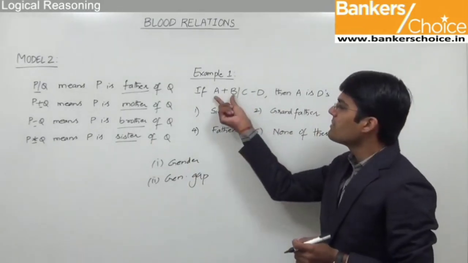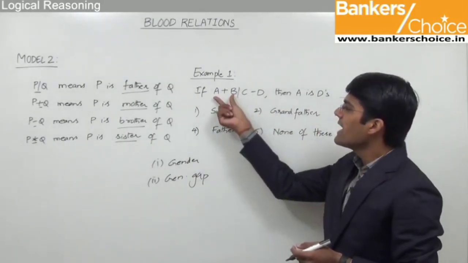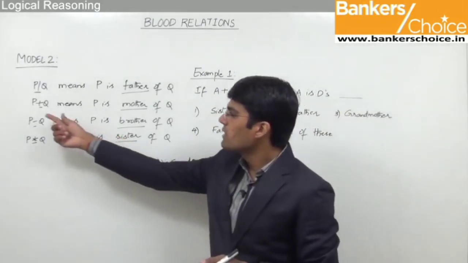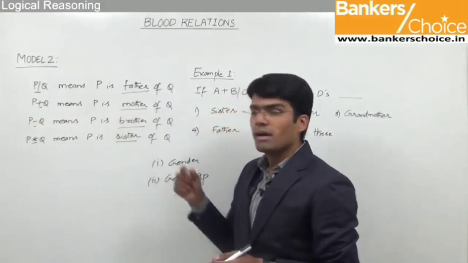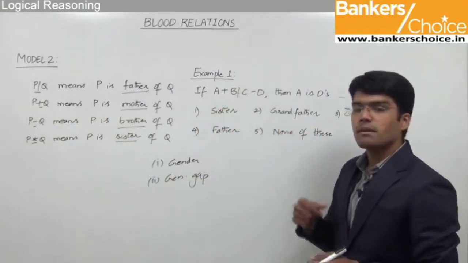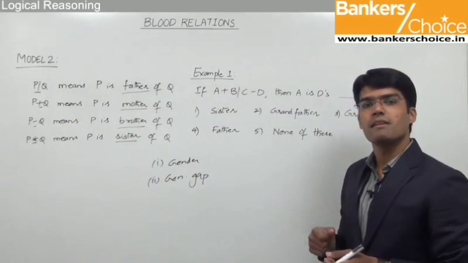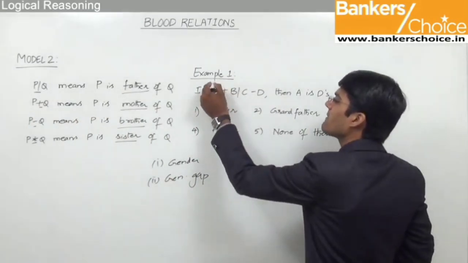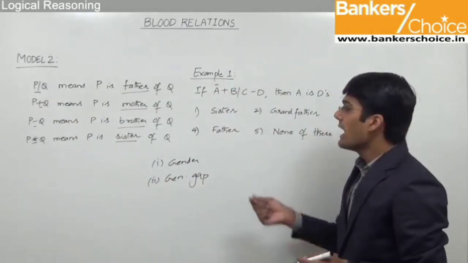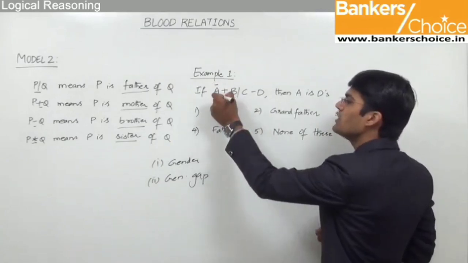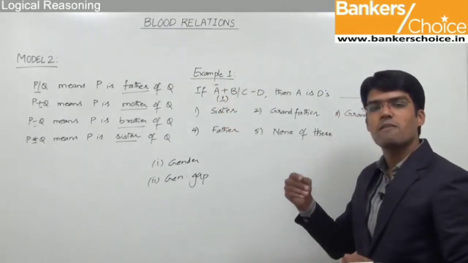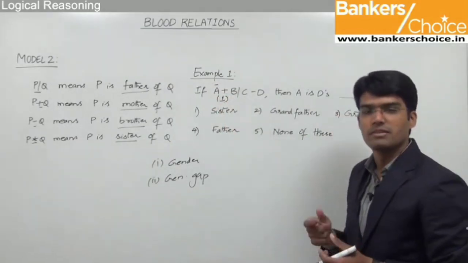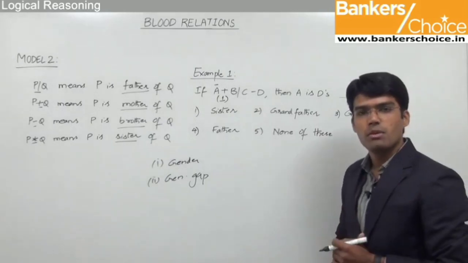If we take the relationship between A and B, we see here A plus B, and from the given notation we know that plus means mother. So very clearly A is the mother of B. If A is the mother of B, we can say that the gender of A is female, and the generation gap between A and B should be 1. Since A is the mother of B, she is in the higher level of B. So the gap between A and B should be 1.